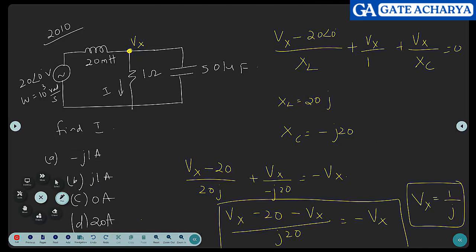Once you know Vx, what is I? V by R. So it should be: 1 by j can be written as minus j. 1 by j can be written as minus j. So what are the new things you should have learned? 1 by j can be written as minus j. Complex numbers. That's all.